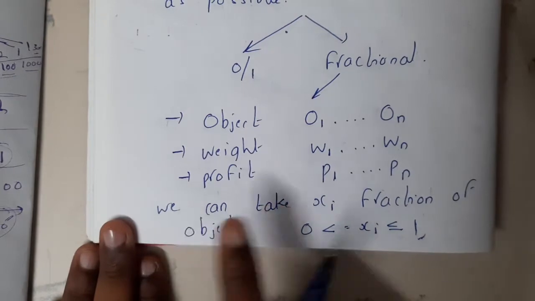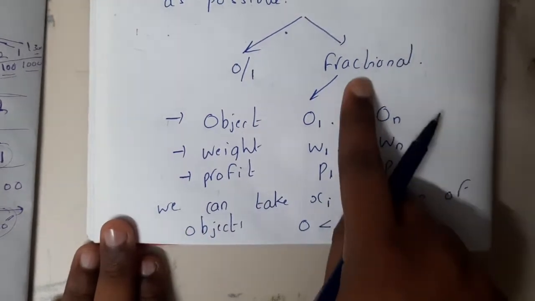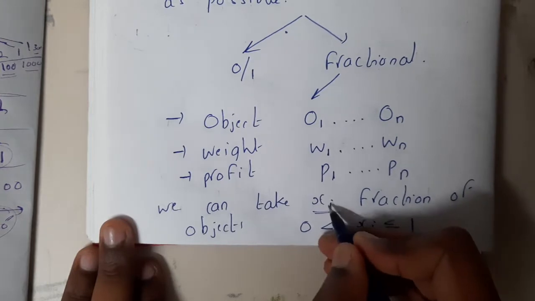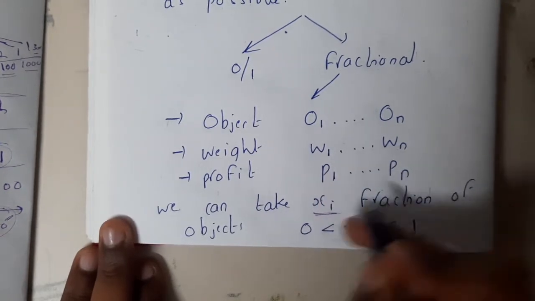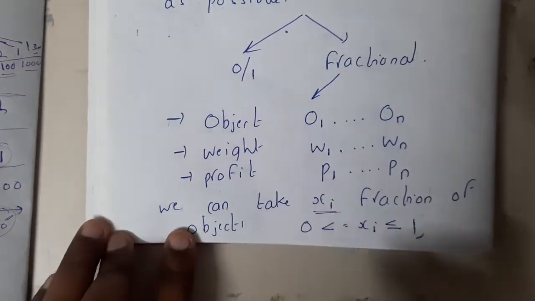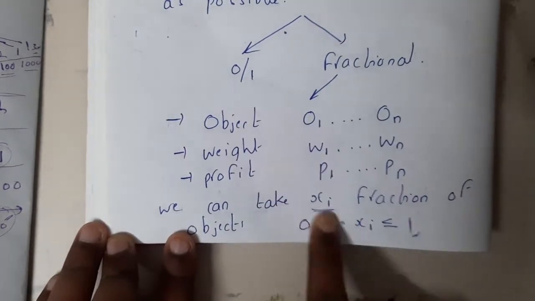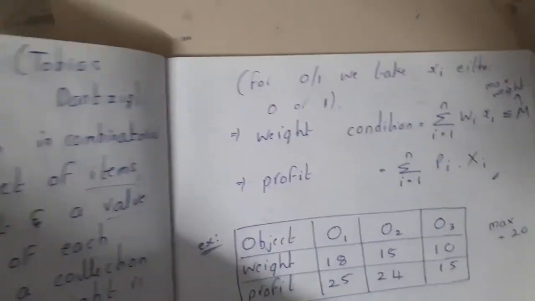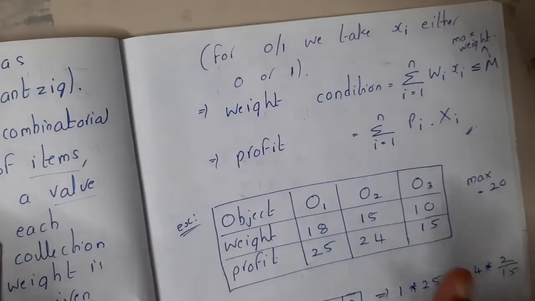So our fractions which we are assuming, I told fraction, right? So we are assuming them as xi. So for item 1, x1. For item 2, x2. For item 3, x3. In that way. Got it? And the item value or the fraction value should lie between 0 and 1, less than or equal to 1. Got it?